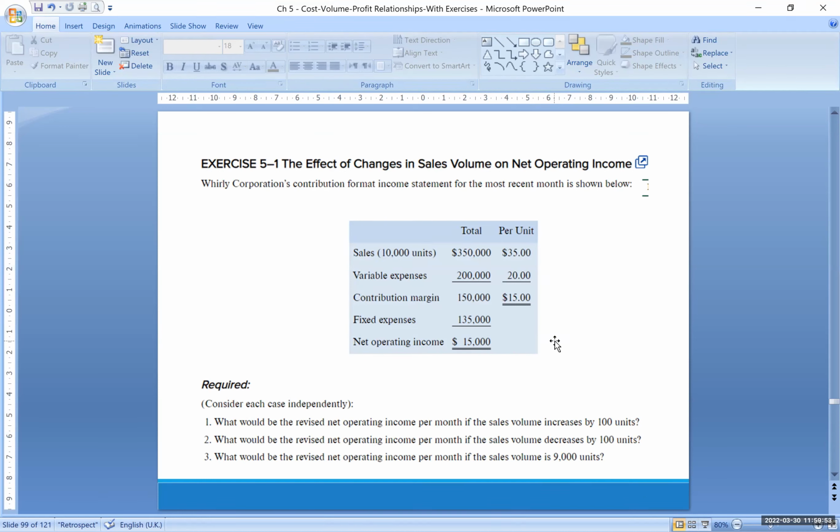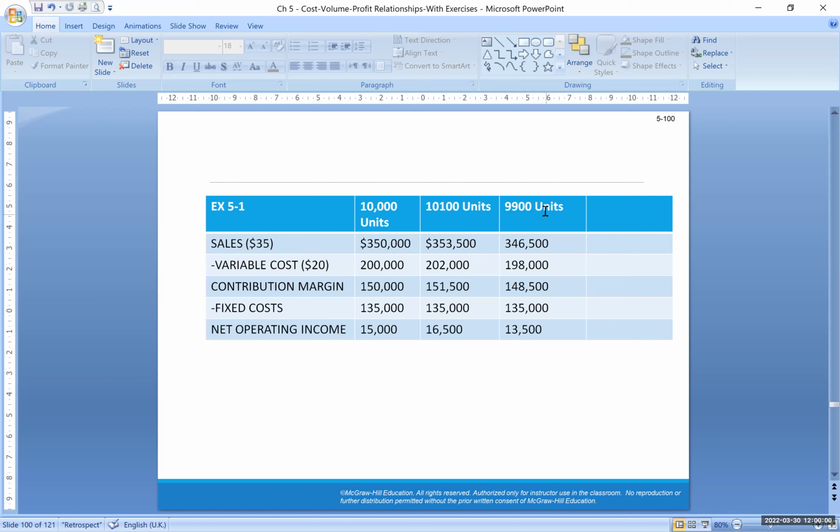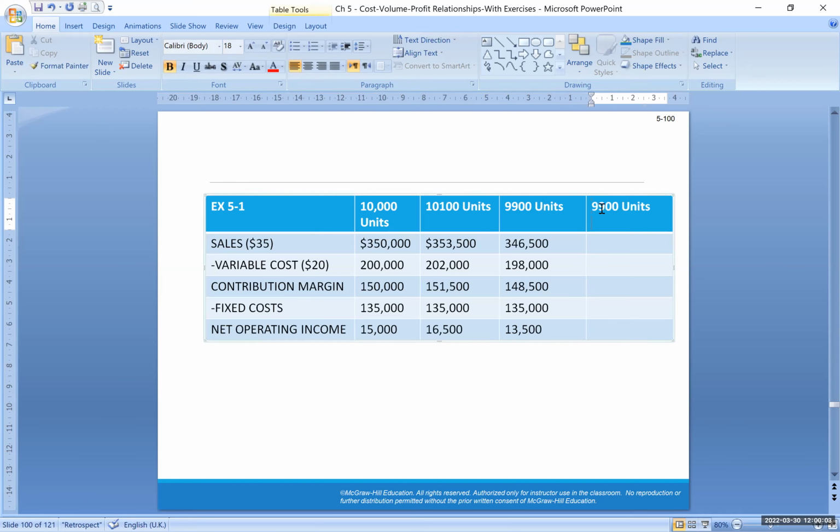Number three, what would be the revised net operating income per month if the sales volume is 9,000 only? So I need to calculate the net operating income, or prepare the income statement, for 9,000 units. 9,000 times 35 equals $315,000. Variable cost, which is 9,000 times 20, equals $180,000. The difference, which is 135,000, is the contribution margin. Fixed cost is 135,000, and the net operating income is 0.